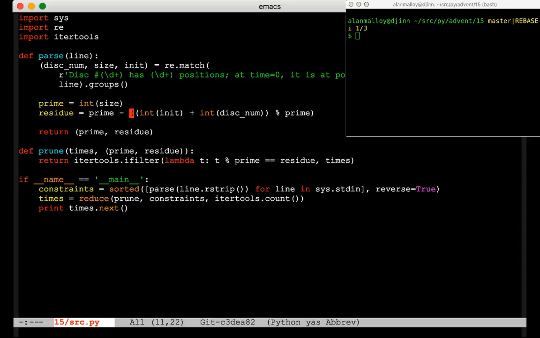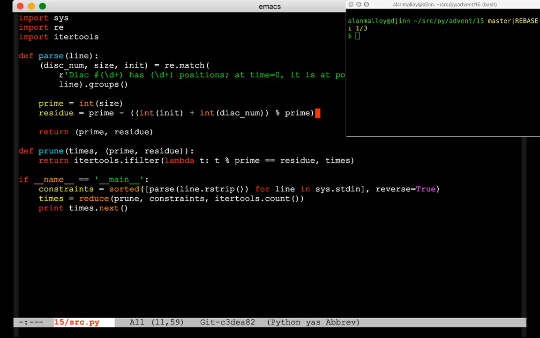basically, if we dropped a ball, it would take the initial position that we're given. What if we dropped the ball at time 0? What position would this disk be at when the ball got there? Well, that's int of the init plus int of the disk num. Okay, but we don't want it to be at that position. We want it to be at position 0.